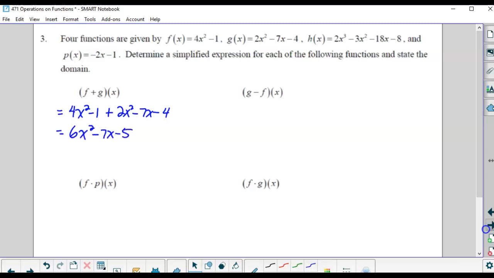In terms of the domain, so here f, that's all real numbers. G is all real numbers. Let's just do all of them. H is all real numbers. And so is p. Okay, so when we're adding, like anything except for division, it's just going to be all real numbers.